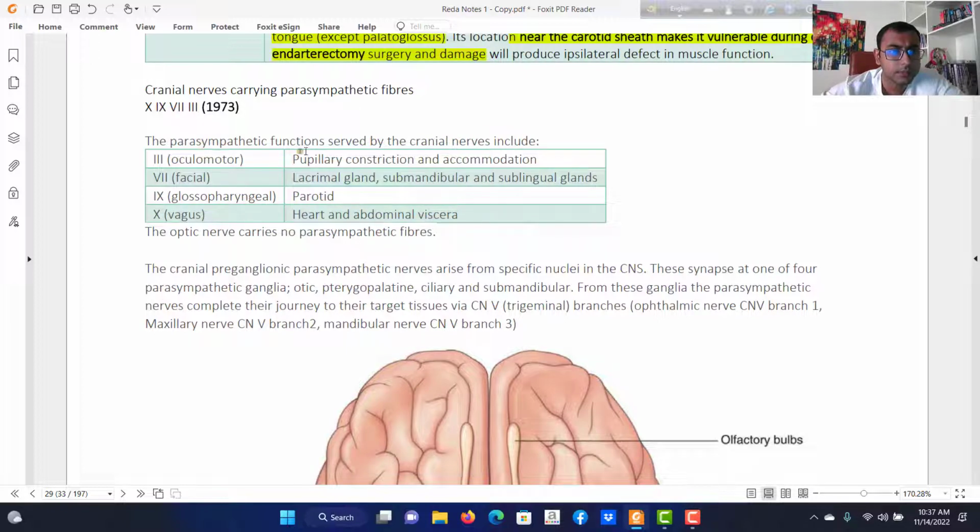Some parasympathetic fibers travel with cranial nerves 3, 7, 9 and 10: oculomotor, facial, glossopharyngeal, and vagus. This is the cranial parasympathetic component: pupillary constriction and accommodation; facial, lacrimal, submandibular and sublingual via the pterygopalatine ganglion; parotid via the otic ganglion; and the vagus to the heart and abdominal viscera.